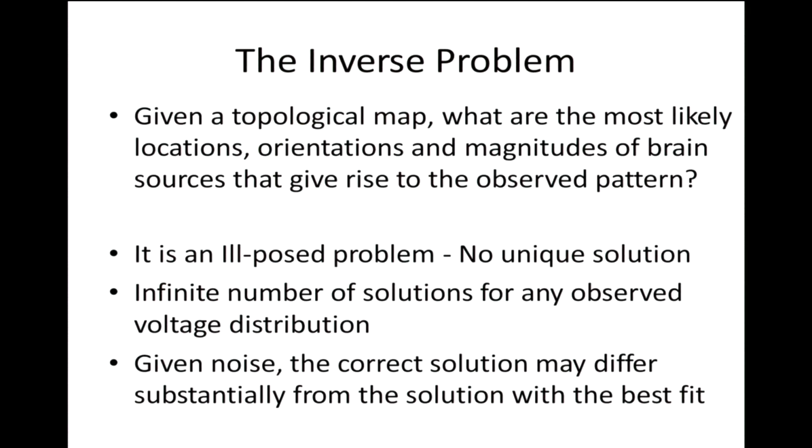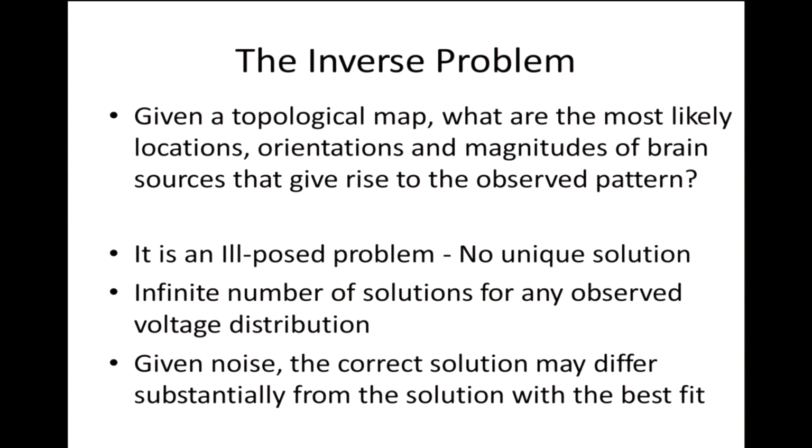But now comes the inverse problem, which is the more difficult one. You do not have access to the location of individual sources. What you have is raw data, the brain responses from different locations. Given a topographical map, what are the most likely orientations, locations and magnitudes of the brain sources that give rise to the observed pattern?